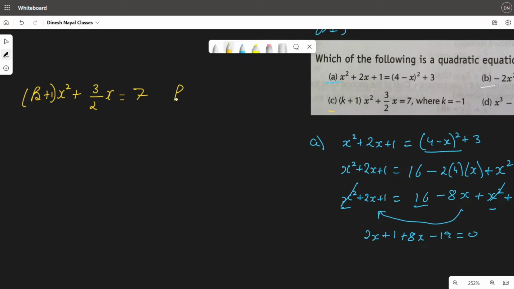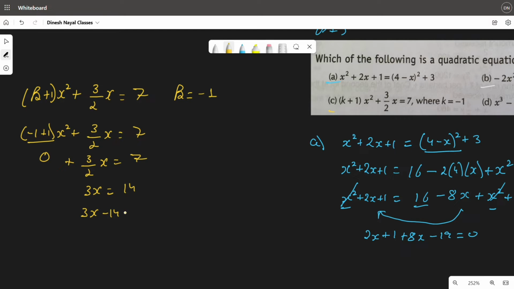So over here you just substitute the value of k as minus 1. So see, minus 1 plus 1 becomes 0. So 0 times x square plus 3 by 2x equals 7. Now see, this whole term becomes 0. So now we are left with 3 by 2x equals 7. Cross multiply, 3x equals 14. So 3x minus 14 equals 0. Again, this is not a quadratic, this is again a linear equation.